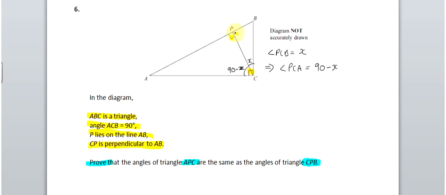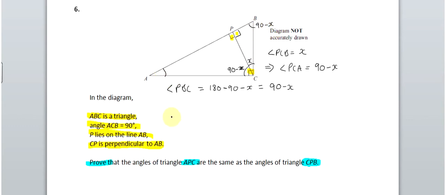Alright, now let's look at this angle here. So we know that's 90. So angle PBC. Well, we know the whole thing adds up to 180. So if we want to find this angle here, we take 180, we subtract the 90, and then we subtract the X, which equals 90 minus X. Okay, so we've got this one here, this is 90 minus X.